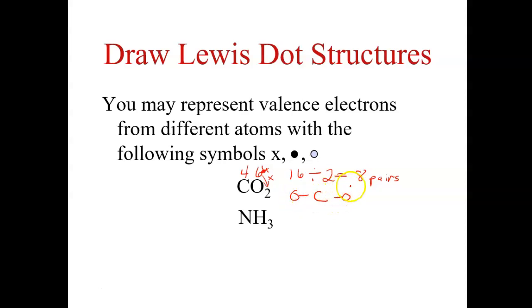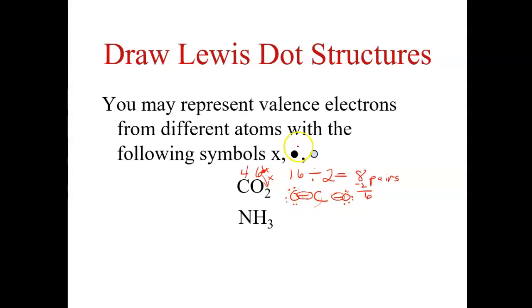You would subtract 2 from 8 because these two count as 2, and so now we need 6 more pairs. Now remember, you have to make sure that everything has 8. So if I were to put 2 valence electrons here, 2 here, 2 here, 2 on here, 2 here, and then 2 here, that's 6 pairs of electrons. However, carbon only has 4.